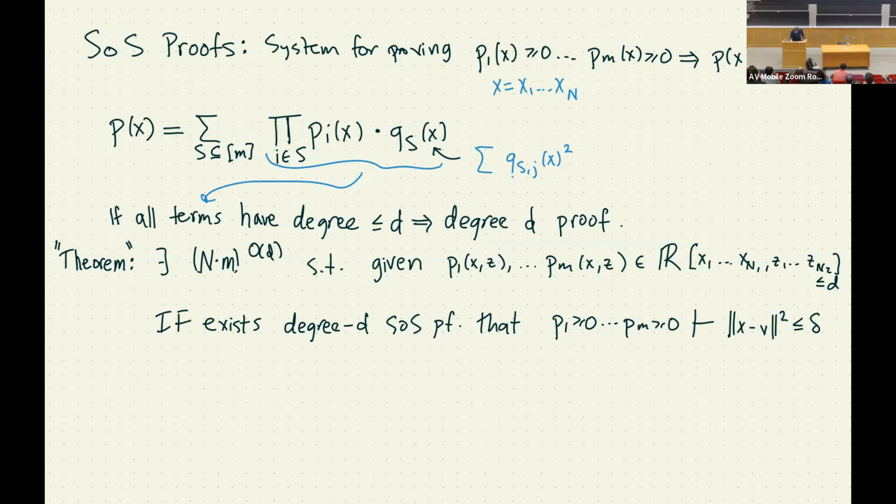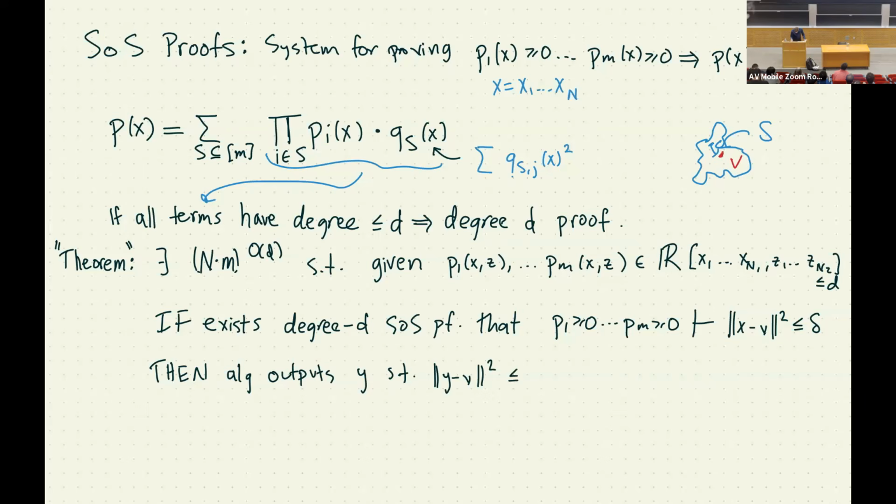Actually, let's just draw it now. So here's some vector V, and I'm imagining that I have a system of polynomials whose region of being all non-negative is all contained in a delta ball around V. This distance is at most delta. Then the algorithm outputs y such that y minus v is less than delta.